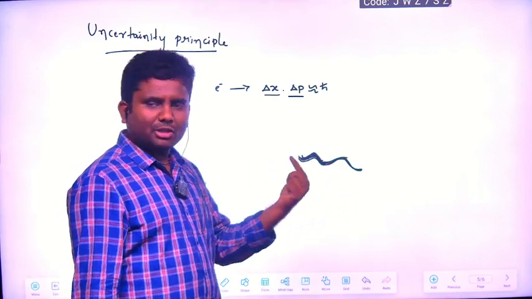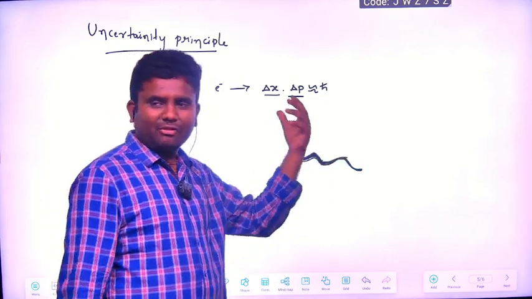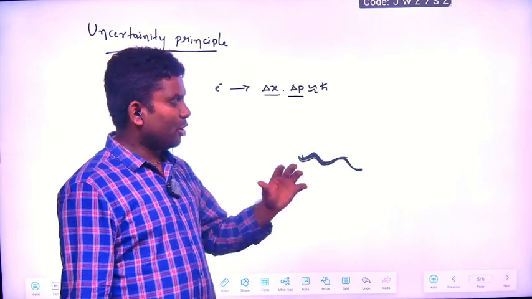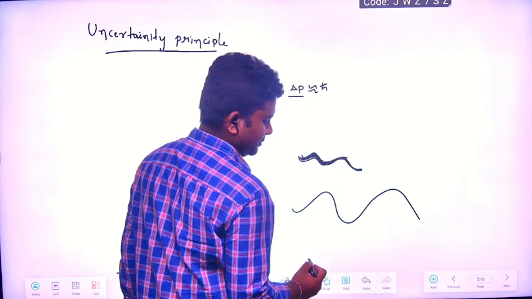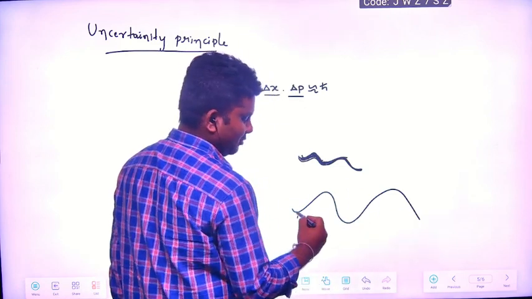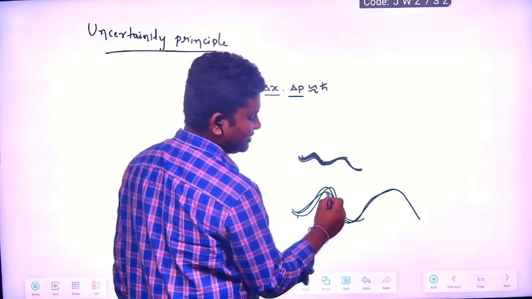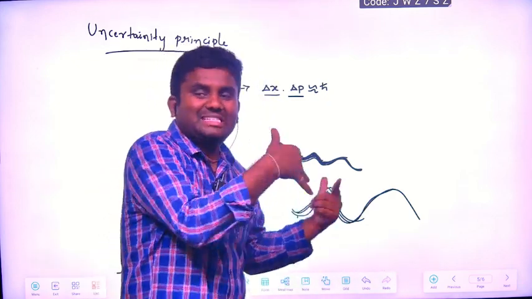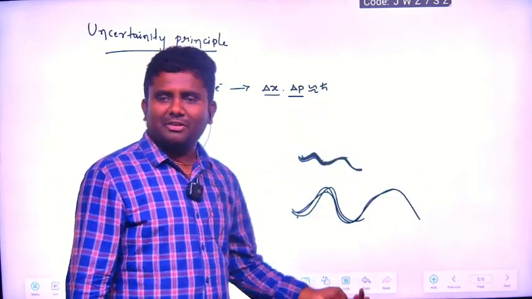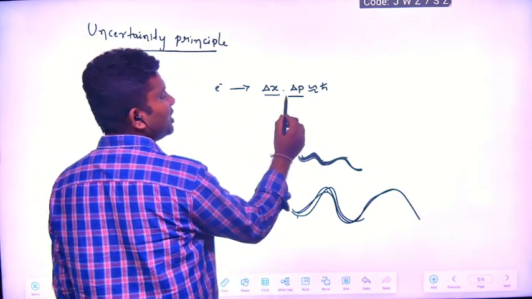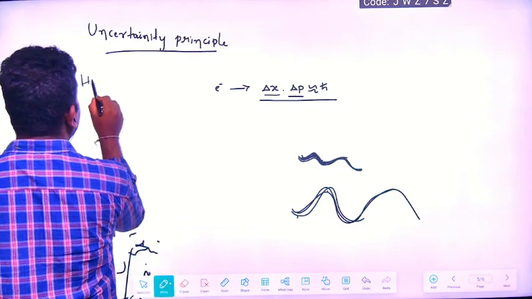So to find exactly where the electron is, in quantum mechanics we take the probability of finding an electron. Exactly where the electron will be found in a wave, it will always vary. Where there is a high peak, that is the maximum probability where the electron may be present. If you find the position, immediately the momentum of the electron will be different. That's why we cannot accurately find the position and momentum of an electron. That is Heisenberg's uncertainty principle.